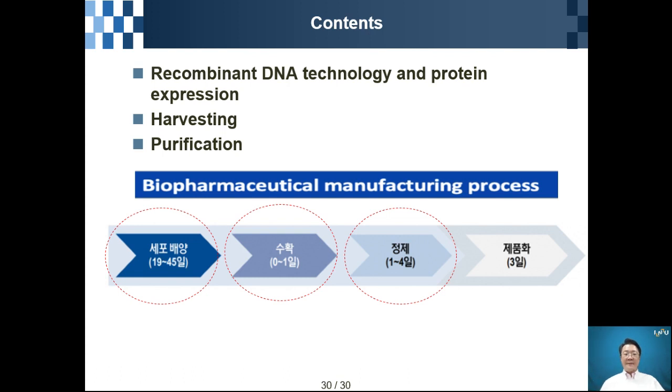Okay, the final step in the biopharmaceutical manufacturing process is packaging. But in today's lecture we will not cover this one. Today we covered cell culture, harvesting, and purification. Okay, so today we will finish the class.